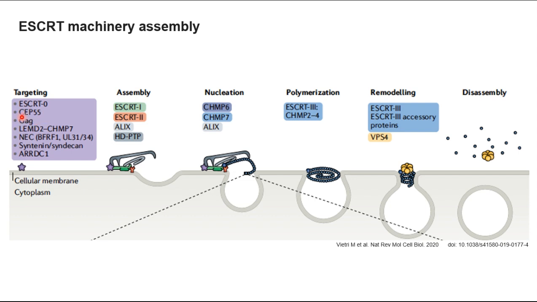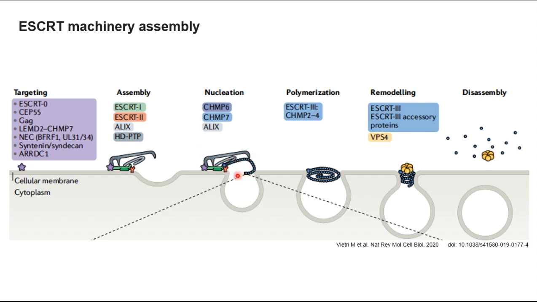CEP55 is essential for cytokinetic excision. GAG proteins of HIV are essential for the budding of the virus. But here you have how these proteins are going to be necessary to trigger the assembly of the rest of the complex. Here you have ESCRT 1, ESCRT 2, ALIX, and HD-PTP proteins. And when we have this complex, the rest of the ESCRT complex is going to be recruited in the form of filaments, as you can observe here.